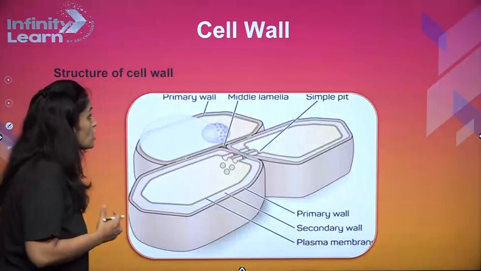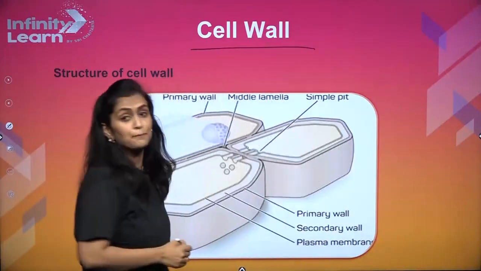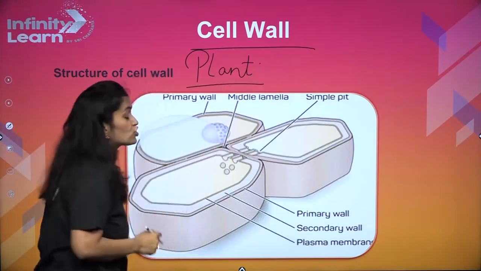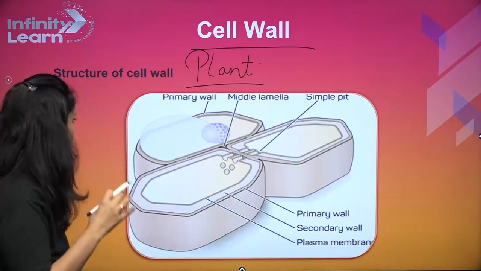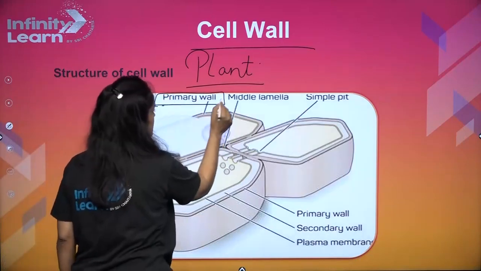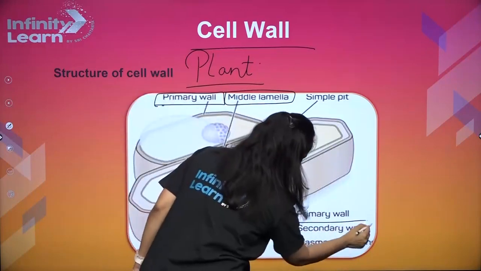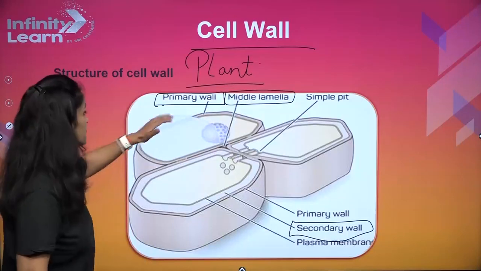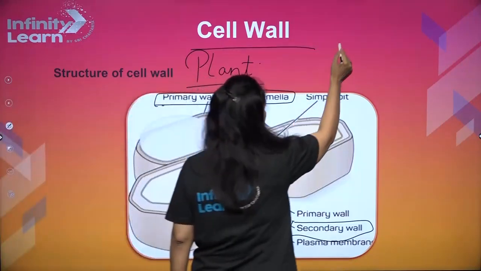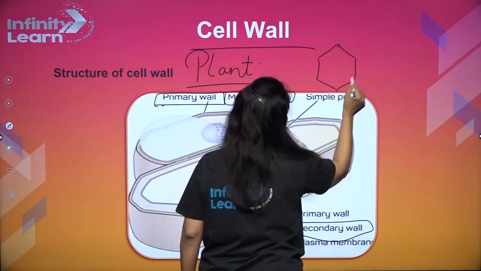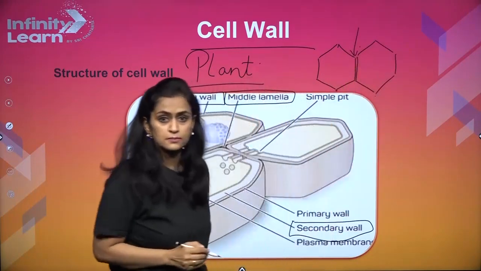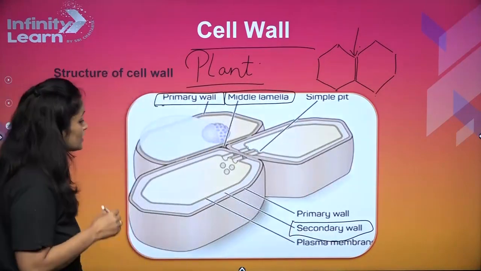Now, let's talk about the structure of the cell wall in plants, because studying it in plants is very important right now. If we look at the plant cell, you will find there are three layers: the primary wall, the middle lamella and the secondary wall. Now what is the middle lamella? You have two adjacent cells. Understand that the middle lamella is the place between these two cells. So that is the middle lamella.